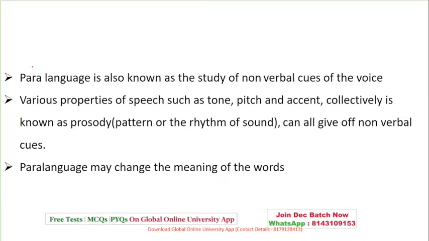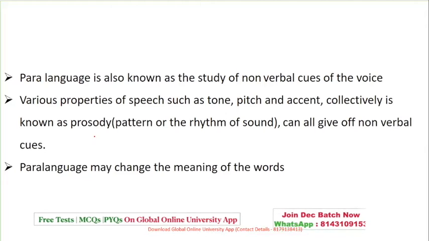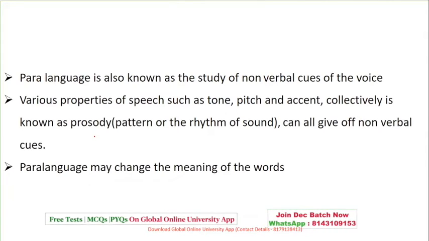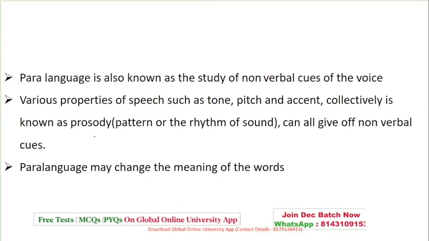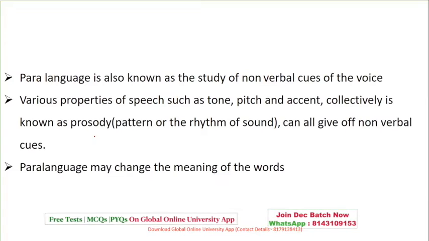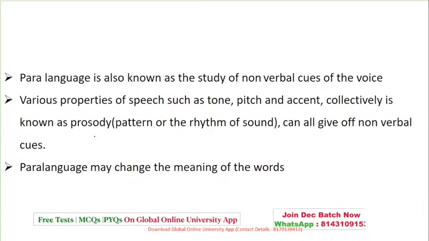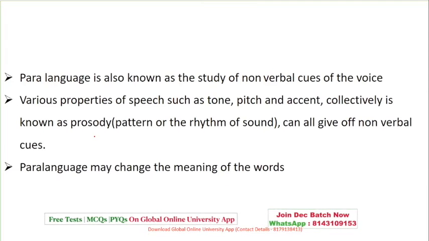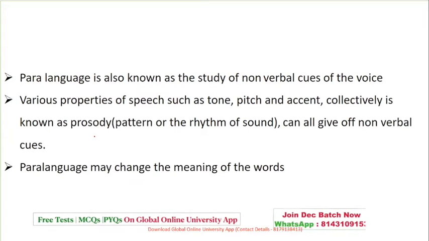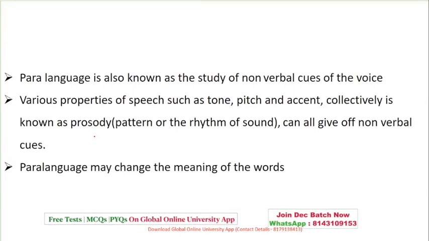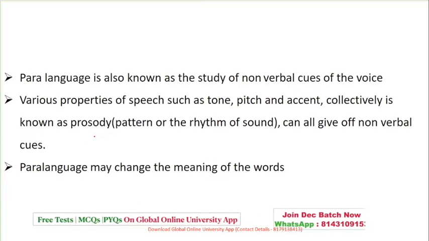Paralanguage. Now, these terms I'm taking are not on individual slides. They were not in your syllabus, but often questions were seen on them, so I've just added them in the theory so that you remember or recall them. Paralanguage is the study of non-verbal cues of the voice, various properties such as the tone, the pitch, the accent, the pattern, that is, the rhythm. It's called prosody. It's a collective form of nonverbal cues, and paralanguage may change the meaning of the words if it is not clearly understood or interpreted.